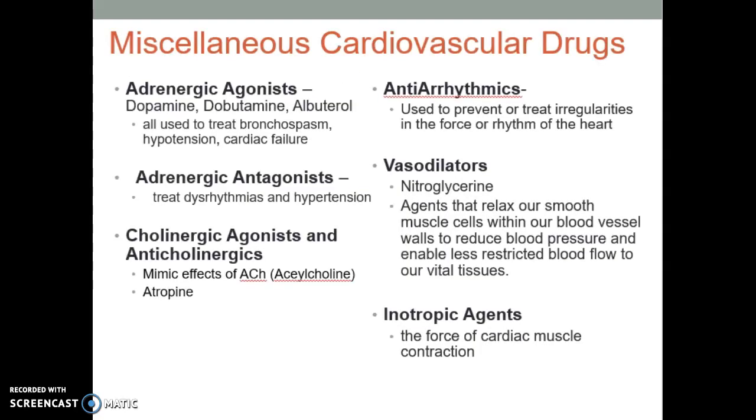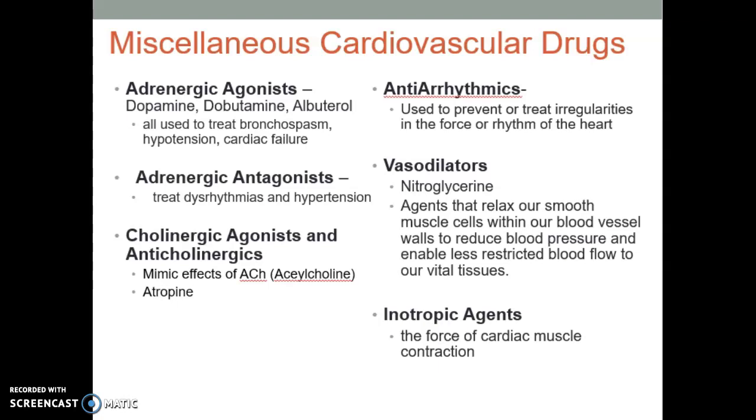Miscellaneous cardiovascular drugs. There are many types of cardiovascular drugs available. The most common are listed in your book. Adrenergic agonists. We use these agents because they mimic the effects of epinephrine and norepinephrine. Norepinephrine, when used with epinephrine, increases the heart rate and blood pressure. An example would be dopamine. It increases blood pressure, which is used to treat bradycardia.